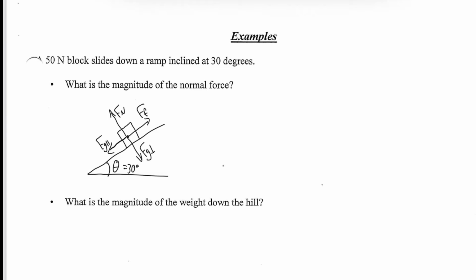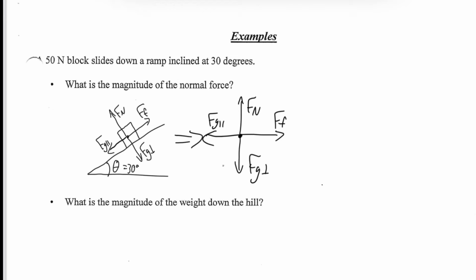I also drew on the free body diagram, but it's kind of hard to work on when it's at an angle. So what we're going to do is rotate it. So we're going to have our normal force up, our force of gravity perpendicular down, force of friction to the right, and our parallel component of our gravitational force to the left.